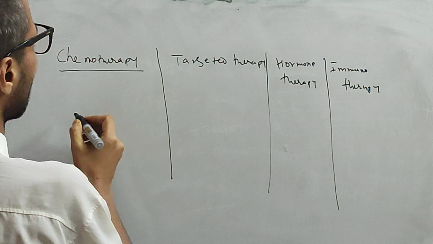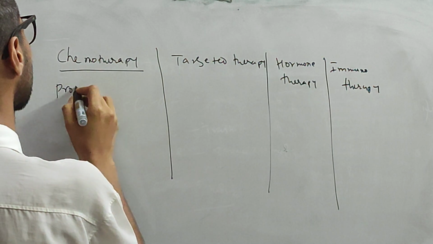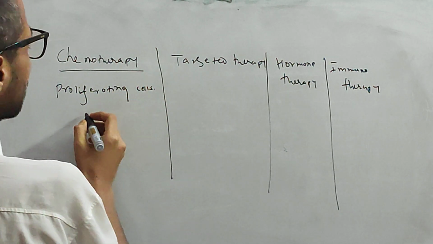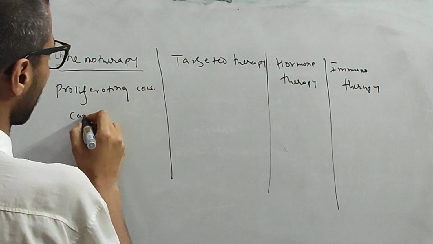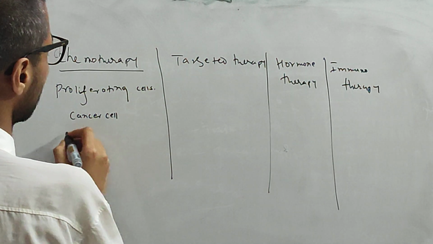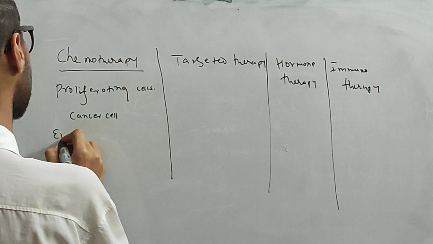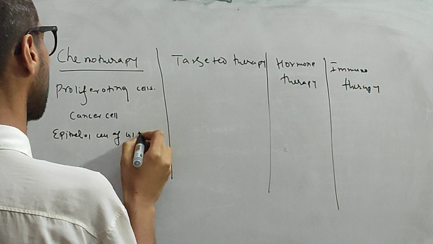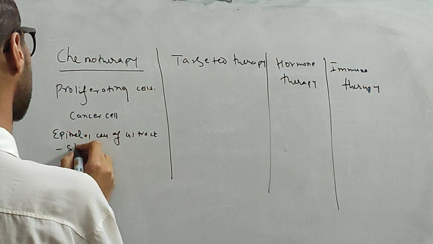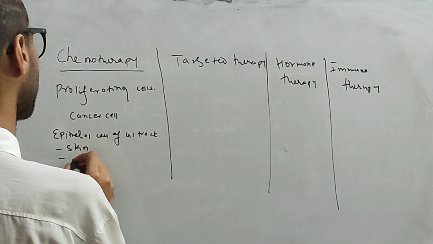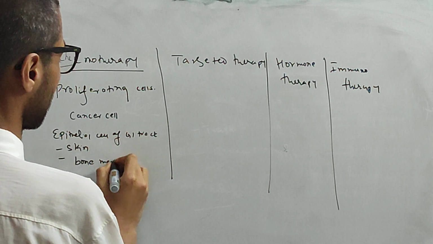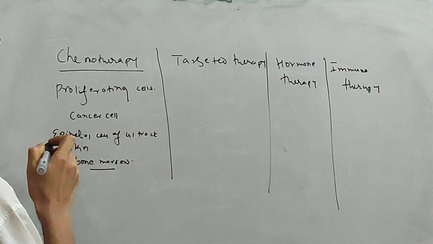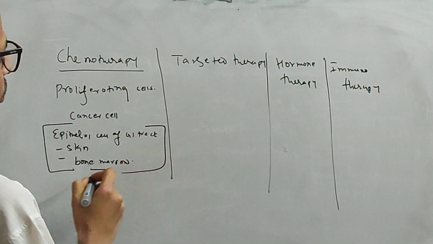So chemotherapy targets proliferating cells. Obviously, cancer cells are proliferating cells, so it targets cancer cells. But you know that the epithelial cells in the GI tract are also proliferating, so it also damages those cells. It also damages skin cells. It also damages bone marrow cells. So you can see a lot of side effects with cytotoxic chemotherapy because it also targets normally proliferating cells.